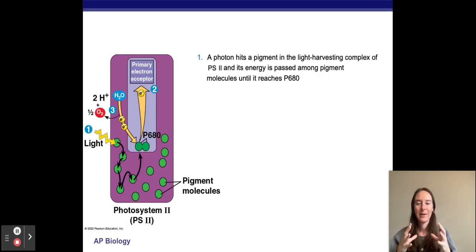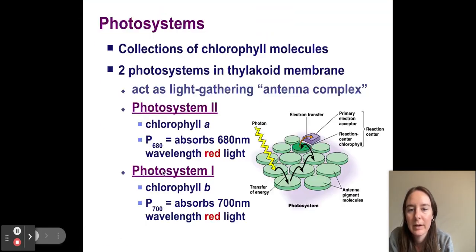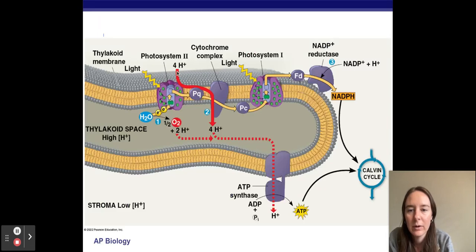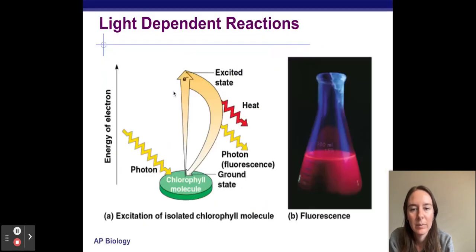Okay, so let's take a look at this picture. Where are we at? So we are at photosystem 2. So if we were to look back at this big picture, we are looking at photosystem 2. Remember, even though it's the first photosystem, we call it 2 because it was discovered after photosystem 1 by scientists. So we're here, and we're just going to look at it in a different picture.